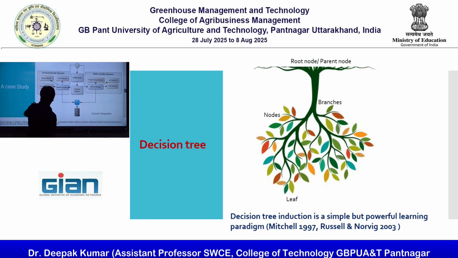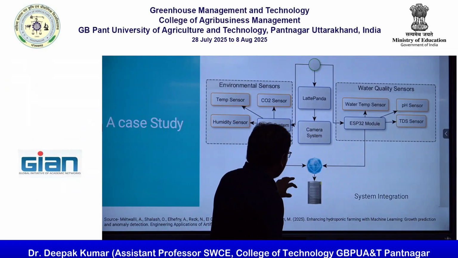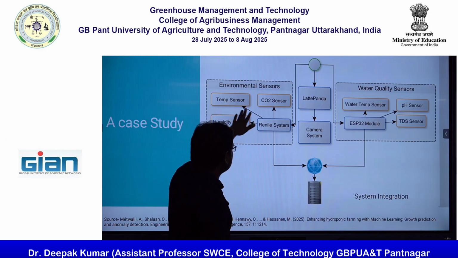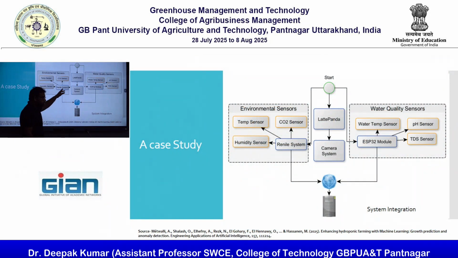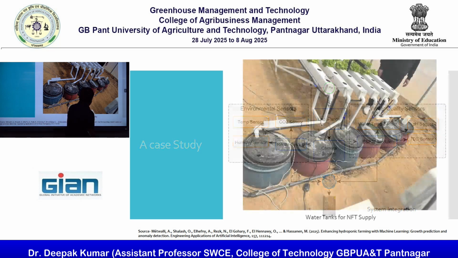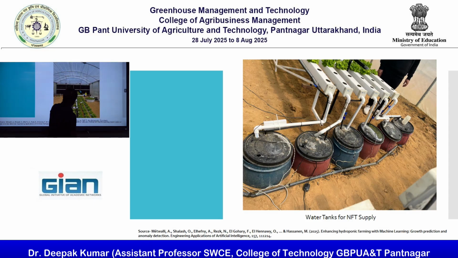Okay, this has not come yet. A case study of how we use this in a hydroponic system. In hydroponic systems, we have talked about how we will have sensors, isn't it: temperature sensor, CO2 sensor, humidity sensor, and the system is modeled by using some camera. You can see that in this experiment, it is using NFT supply. So water has to go from the tank into this. So these are tank systems, and these tanks are controlled by using some AI, isn't it? You see there's a camera which is used here.